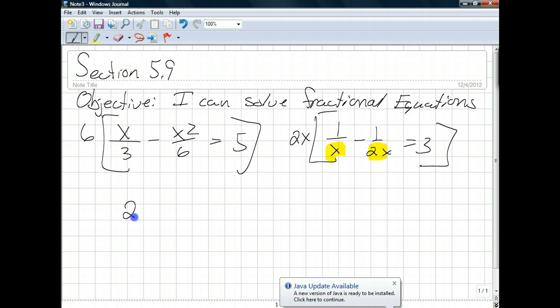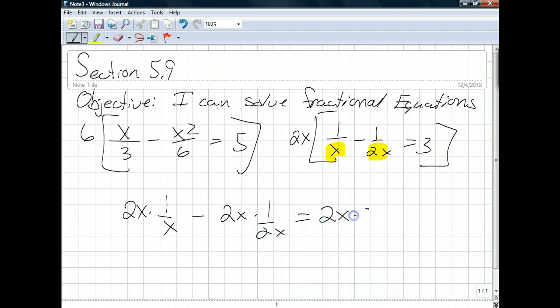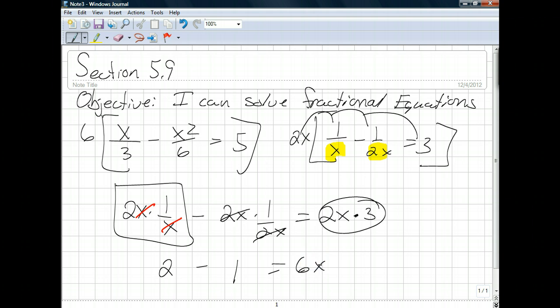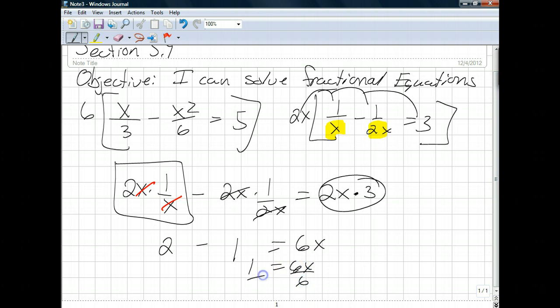So we're going to get 2x times 1 over x minus 2x times 1 over 2x equals 2x times 3. And notice all I did was distribute inside. So then you go back and you simplify. So this reduces, which leaves me a 2. This reduces, which leaves me a 1. And this multiplies to 6x. So I have 1 equals 6x. Divide both sides by 6. So I get x equals 1/6.